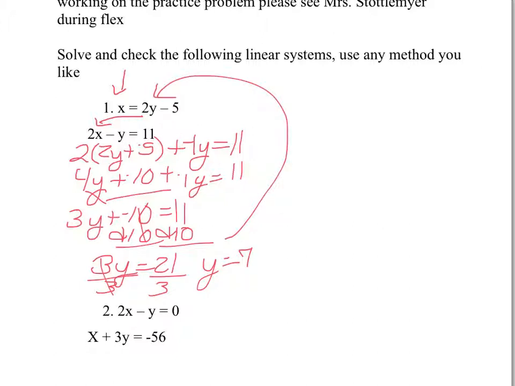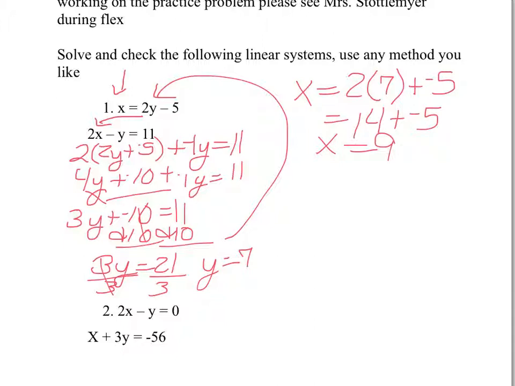Now that I know that y is 7, come back up to my first equation and plug 7 in everywhere I see y. So x equals 2 times 7 plus negative 5. That's 14 plus negative 5. So x is 9. Your final answer needs to be written as the ordered pair, 9, 7. At this point, the teacher is going to stop the video, and I would like you to try problems 2 through 4.